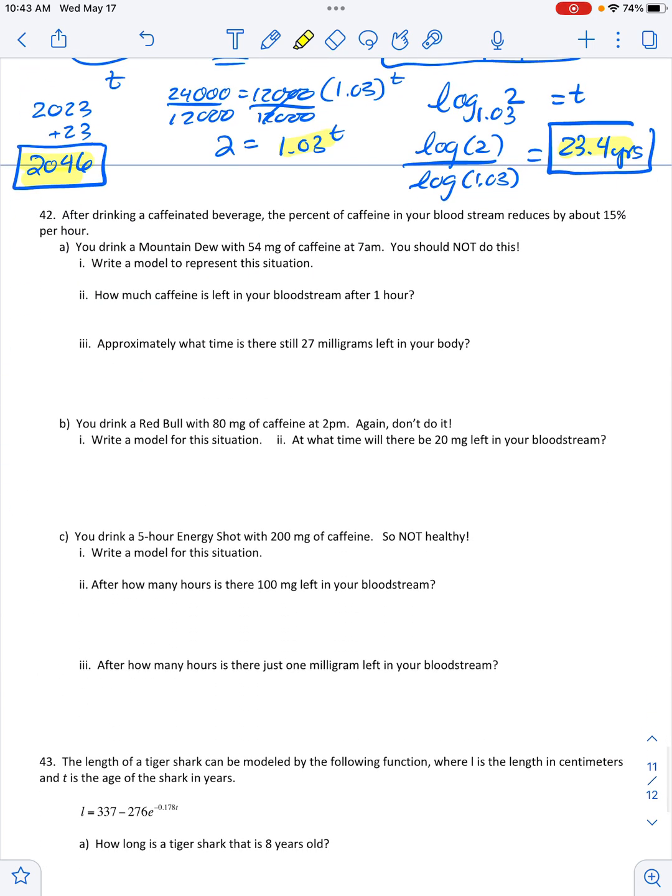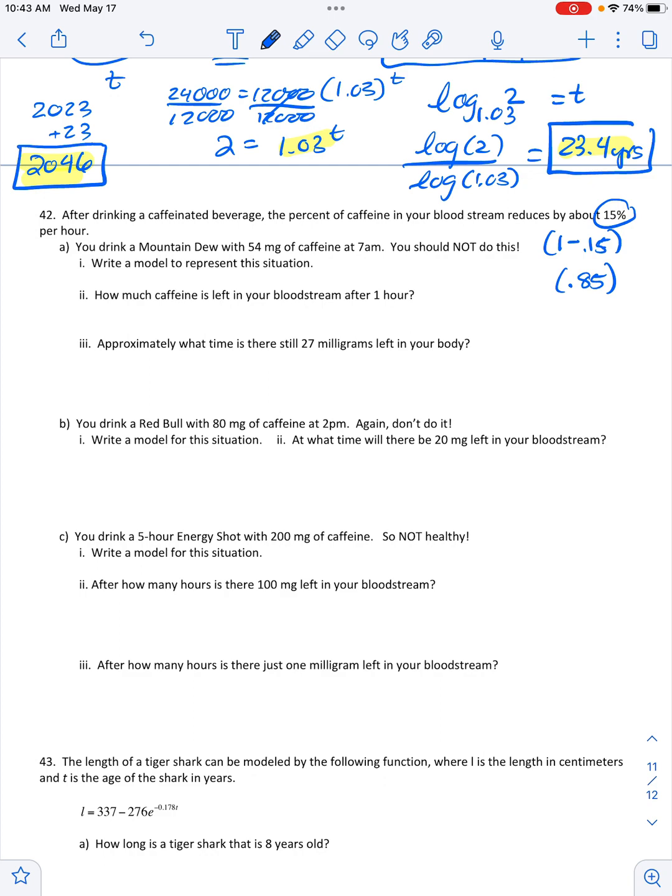Okay, after drinking a caffeinated beverage, the percent of caffeine in your bloodstream reduces. So this one's going to be 1 minus. And if I change 15% by dividing it by 100, I'll get 0.15. So my growth factor actually is 0.85, which ends up being less than 1 because it is getting smaller.